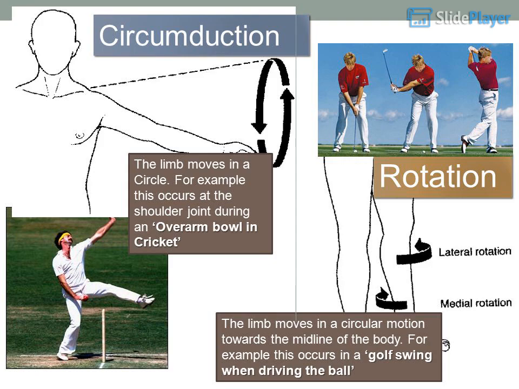Circumduction: the limb moves in a circle. For example, this occurs at the shoulder joint during an overarm bowl in cricket. Rotation: the limb moves in a circular motion towards the midline of the body. For example, this occurs in a golf swing when driving the ball.